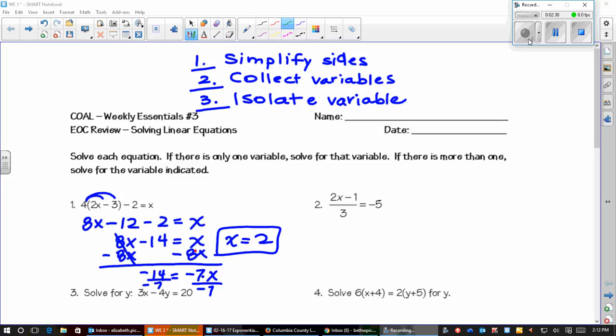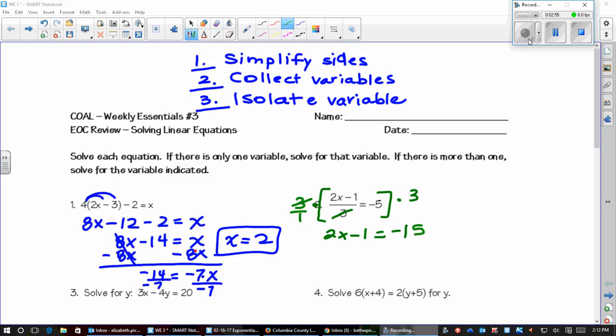Okay, next up, a couple different things about this one. You'll kind of get a little confused when you see a fraction. If one side is one big fraction, if everything on this side is divided by the denominator 3, then we can always get rid of that by multiplying both sides by 3 first. Because what's going to happen is those 3's are going to reduce, and then we'll just have 2x minus 1 over here, and then equals negative 15.